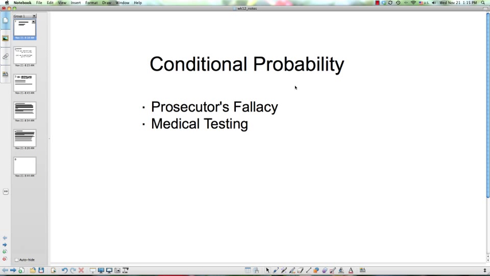Okay, this week we will read some about the history of probability, and one of the topics I'd like to focus on this week is conditional probability. And I have two examples here in this video, the prosecutor's fallacy and medical testing, that really illustrate how important these ideas are.